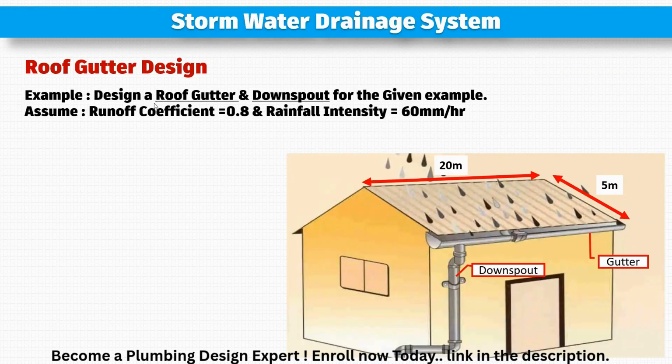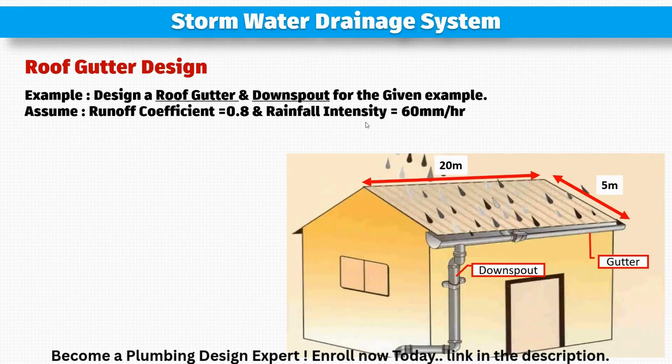Roof gutter design. We will take one example to design the gutter and the downspout or the collection pipe. Okay, so to size the gutter, we have an example: design a roof gutter and a downspout. For the given example, we have to assume the runoff coefficient because it's a roof. So for a roof, the runoff coefficient is 0.8 generally, and the rainfall intensity for this location is 60 mm per hour.